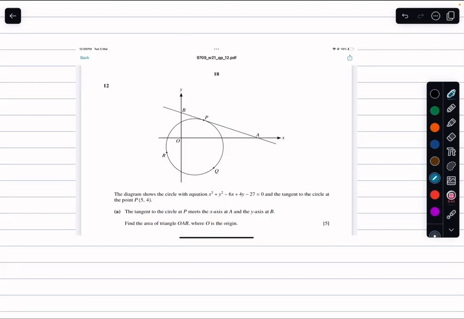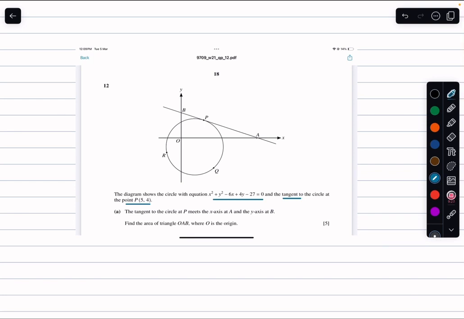So this question is from Winter, year 21, variant 2, paper 1, and this is question number 12 on circles. So the diagram is given to us, and the diagram shows the circle with equation x squared plus y squared minus 6x plus 4y minus 27 is equal to 0. And there is a tangent to the circle at the point P, which is 5 comma 4. So we can see the tangent, which is APB, and the tangent to the circle at P meets the x-axis at A and the y-axis at B. So find the area of the triangle AOB, where O is the origin.